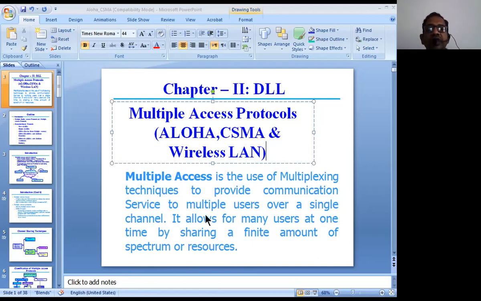Therefore the sharing is multifold, in the sense that it may be used for hardware resource sharing or software resource sharing. Whatever it is, the overall concept is that many users are going to access a single resource.